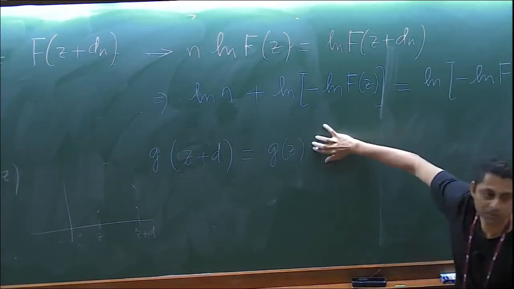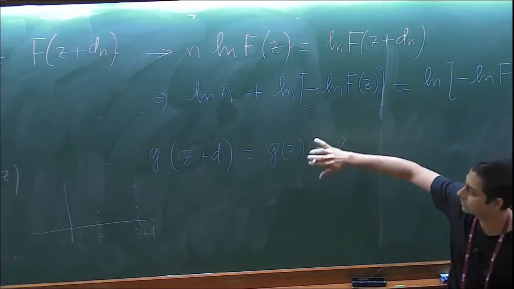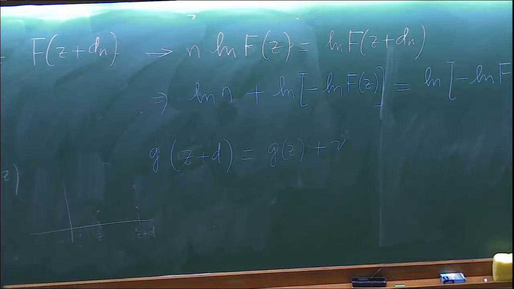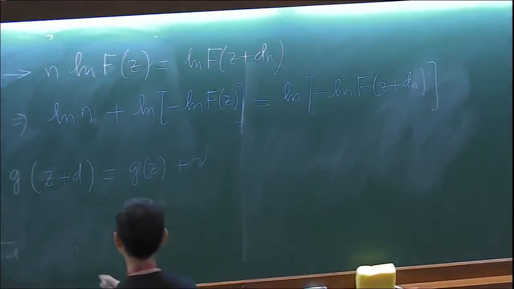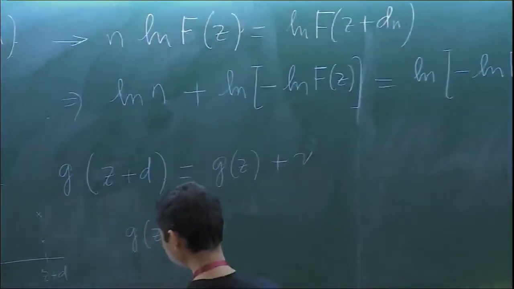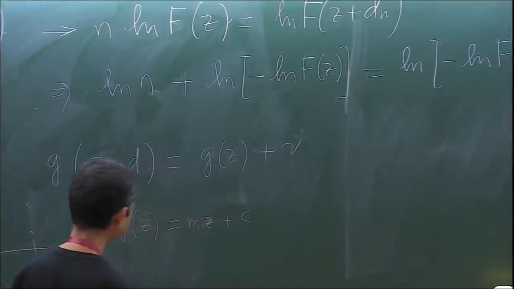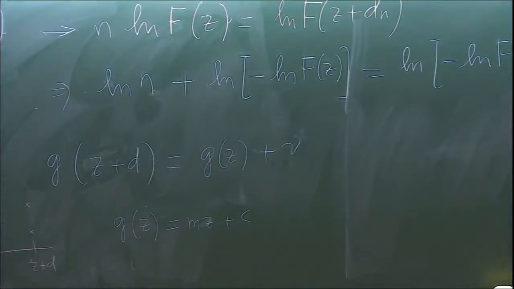First look at this one. It's either constant or periodic, but the periodic function, as I said, since our f is a monotonically increasing function, it cannot be periodic. So therefore, this g of z in this case should behave something like, is of the form mz plus c, no? Y equal to mx plus c.